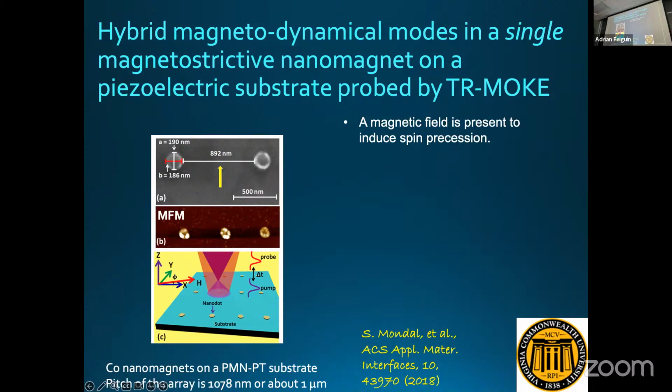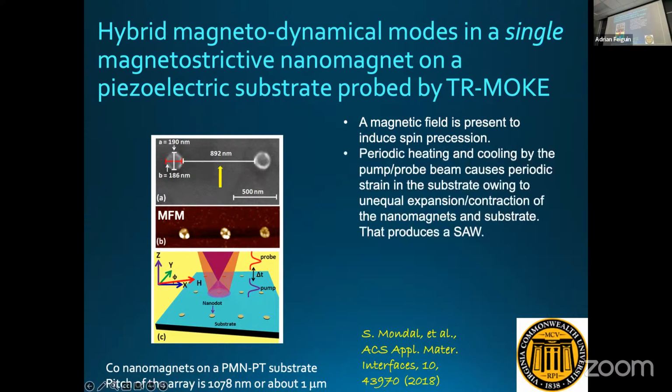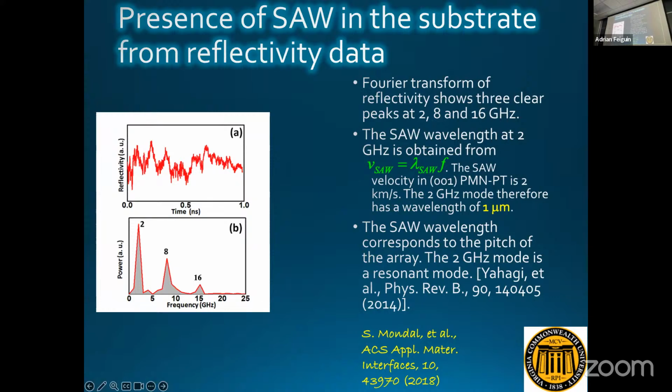So we have a resonance effect here. The SAW is periodically reflected. You have distributed reflectors. The magnets are acting as reflectors of the SAW, and that is setting up a resonant mode at 2 gigahertz, and that's what you see in the Kerr oscillations. That's the 2 gigahertz, and the 8 and 16 are higher harmonics of this. So the SAW wavelength corresponds to the pitch of the array. We are not the first to see this effect.